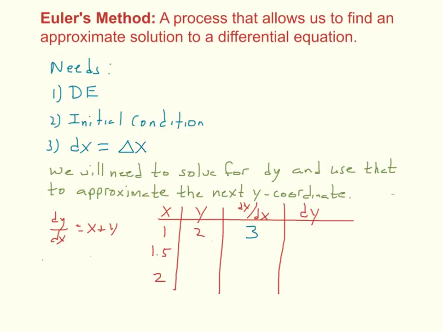Now what I have to do is figure out what dy is. Well, dy is what I get when I take dy/dx and multiply it by delta x. In this problem, I notice that my x values are going up by 1/2. So every time I find dy/dx, I'm going to multiply that by 1/2, and that will give me the dy. In this case, when I multiply 3 by 1/2, I will get 1.5.